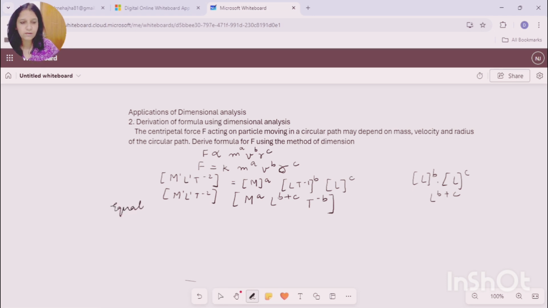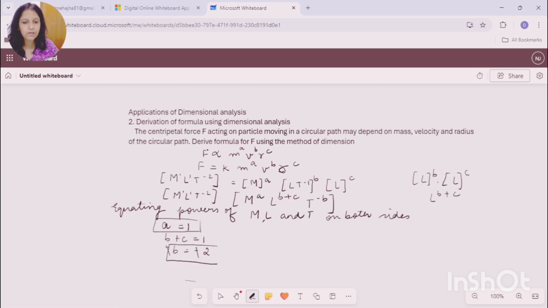So equating powers of M, L and T on both sides. 1 will be equal to A, तो इसको लिख सकते हैं A is equal to 1, then B plus C is equal to 1 and minus B is equal to minus 2. तो यहाँ से A और B की वैल्यू तो हमें मिल गई. A की वैल्यू है 1 and B की वैल्यू है 2. What will be the value of C? इसमें सब्सटीट्यूट कर देते हैं. 2 plus C is equal to 1. तो C की वैल्यू क्या हो जाएगी? 1 minus 2 is equal to minus 1. C की वैल्यू आ गई माइनस 1.